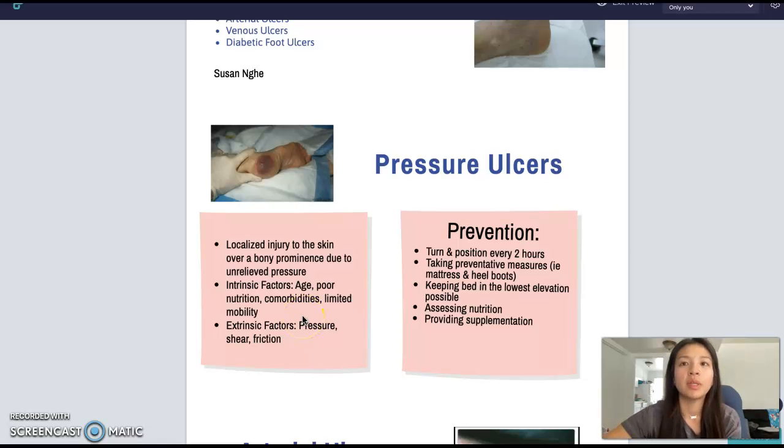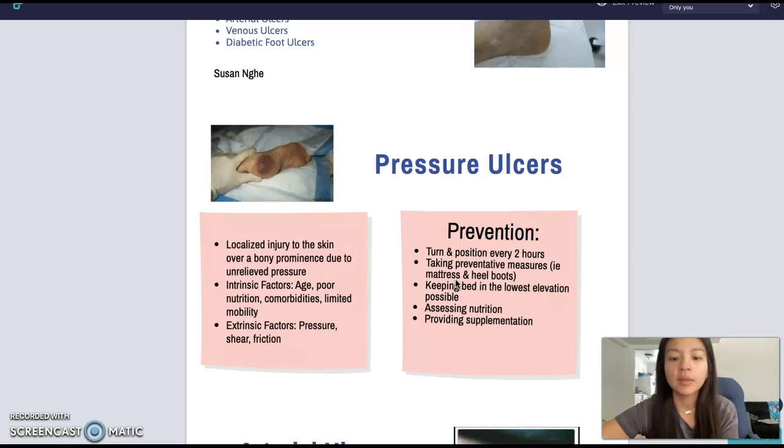And with these, we can always implement or talk to the provider about certain devices that we can use to prevent pressure ulcers or to make them not be as bad. So for example, like an air mattress or heel boots, stuff like that. So in terms of prevention, we want to turn our patients every 2 hours or as tolerated. Like I mentioned before, taking preventative measures such as an air mattress or heel boots, keeping the bed in the lowest elevation possible to prevent shearing, assessing nutrition, and providing supplementation, as well as reaching out to the nutritionist or the dietitian.